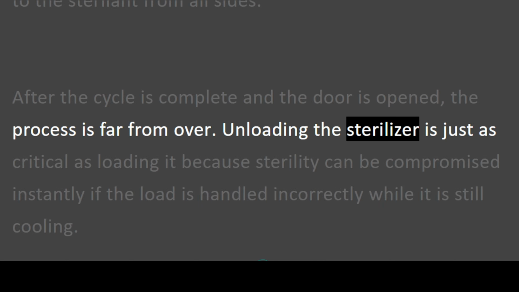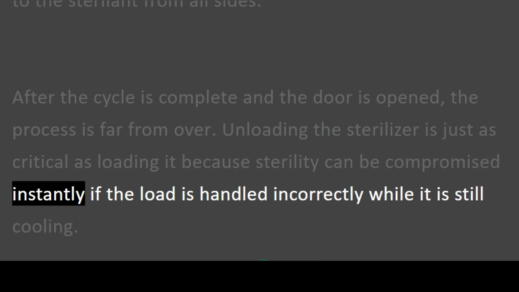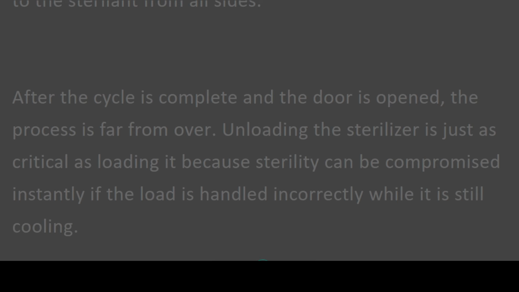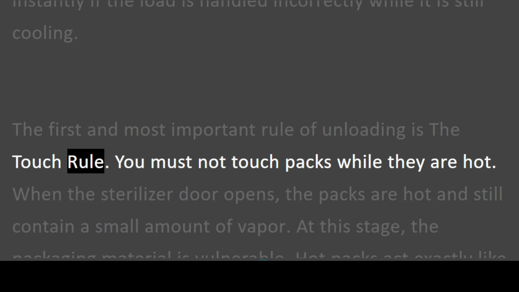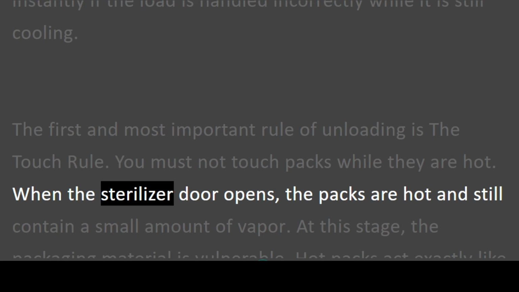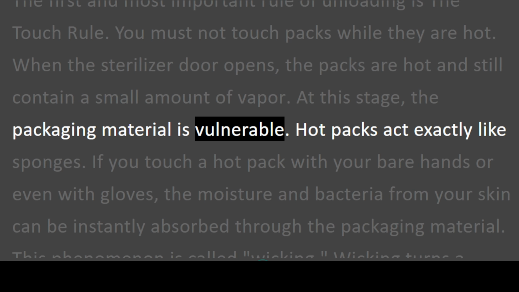Unloading the sterilizer is just as critical as loading it because sterility can be compromised instantly if the load is handled incorrectly while it is still cooling. The first and most important rule of unloading is the touch rule. You must not touch packs while they are hot. When the sterilizer door opens, the packs are hot and still contain a small amount of vapor. At this stage, the packaging material is vulnerable.